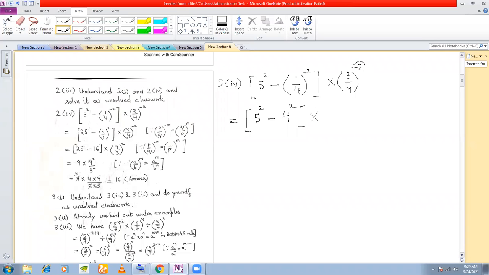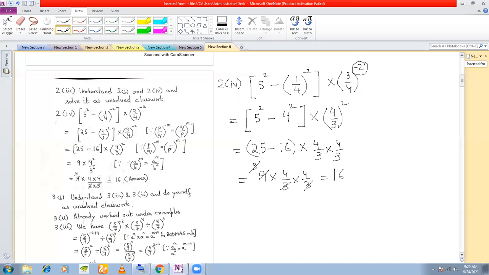into. Now again, see, I have a negative power here. Again, I take the reciprocal 4 by 3 and raise it to the power 2, make the power positive. Now this is okay, 25 minus 16 into 4 by 3 square means 4 by 3 into 4 by 3. So that means 25 minus 16 is 9 into 4 by 3 into 4 by 3. So this will cancel 3 times, and these two 3's will cancel. So you simply get 16 as your answer.